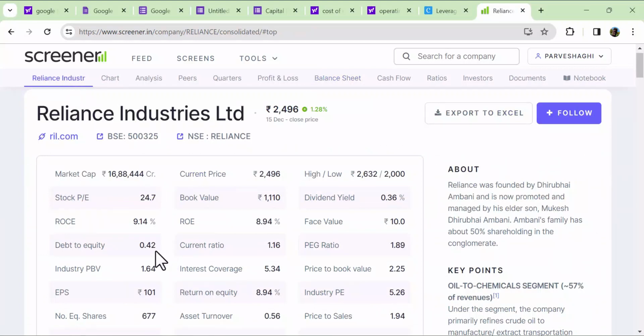Debt to equity and debt to equity ratio is same or both are different? That is clear. You totally clear to me. This is debt to equity. Debt to equity ratio is different from debt to equity. Come again with your question.